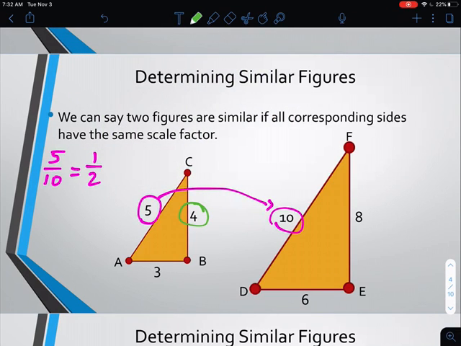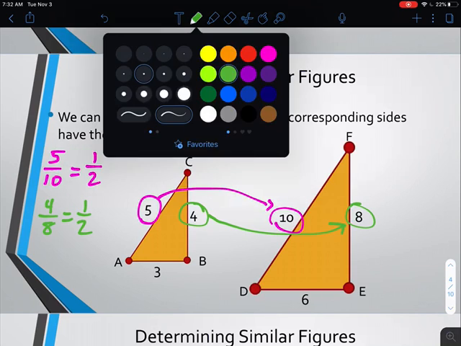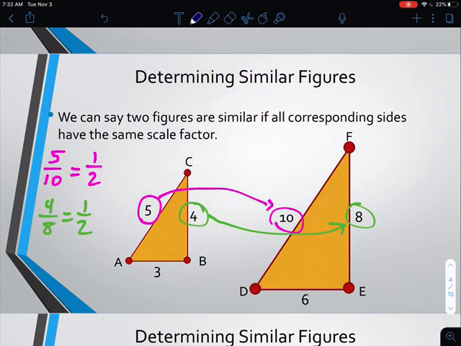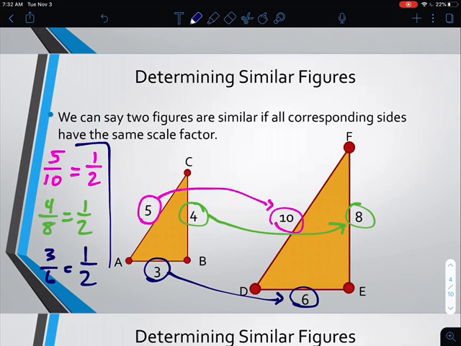And then I'm going to pick 2 other corresponding parts. So 4 would correspond to 8. I go the same direction. So I'm going to put 4 over 8, which reduces to 1/2. And so then I keep proceeding, and I pick my next points, 3 and 6, and I'm going to put 3 over 6. We go the same direction all the way through. So 3 over 6 becomes 1/2. And if we notice then, all 3 scale factors were identical. They all came out to be exactly 1/2.